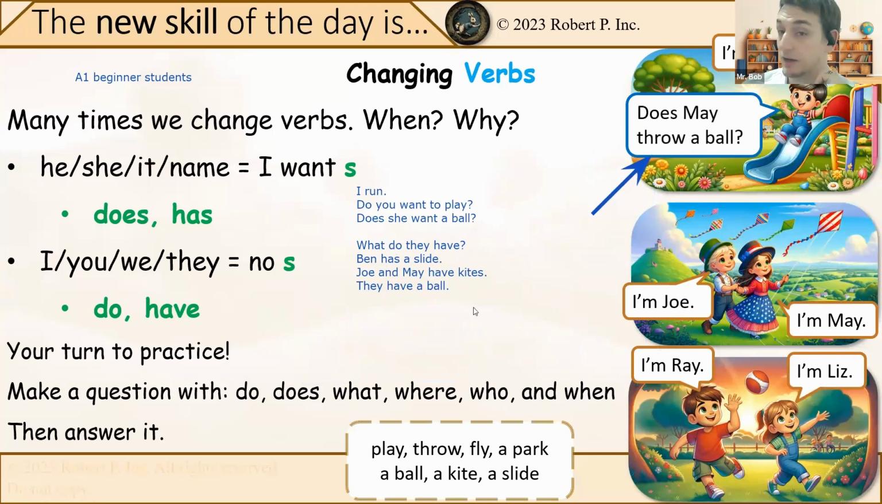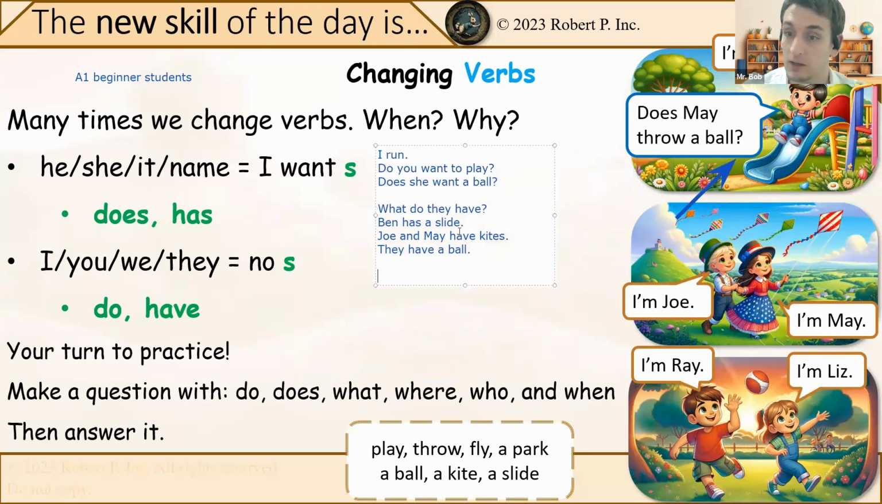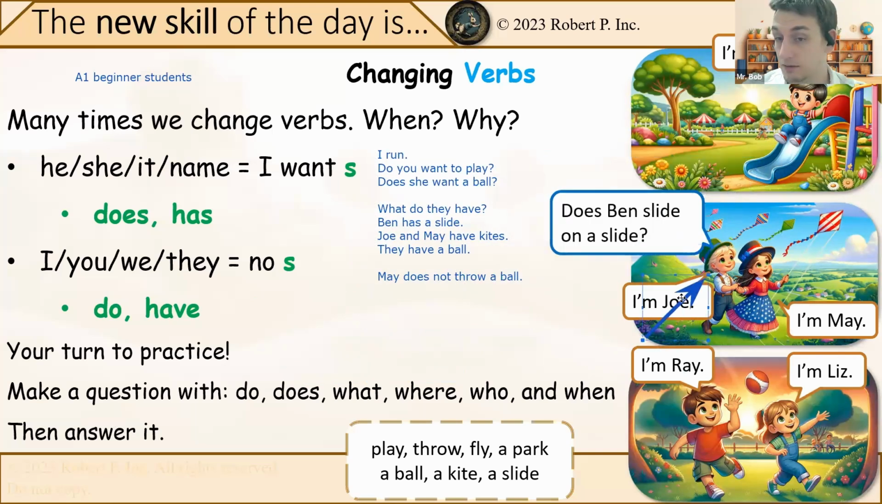First, does May throw a ball? May? No. May does not throw a ball. Does Ben slide on a slide? Yes. Ben slides on a slide. Yes, I want S here. He, she, it, name. Yes, I want S here.